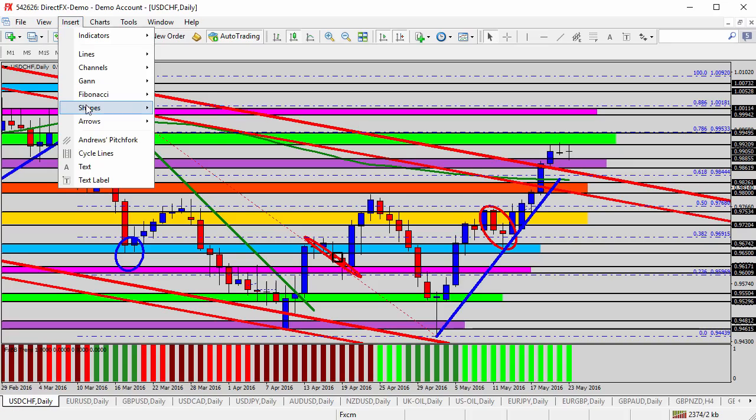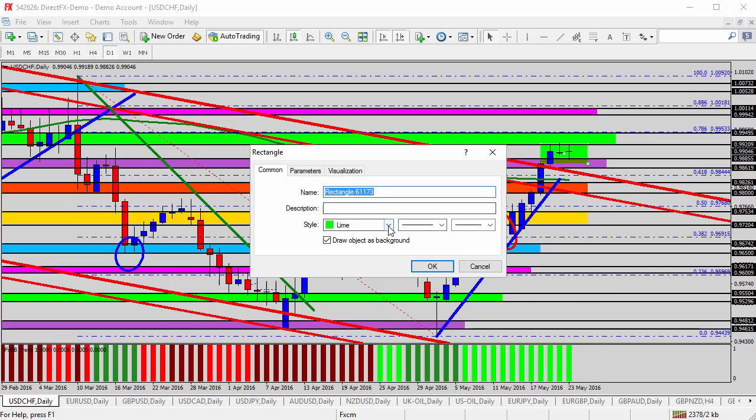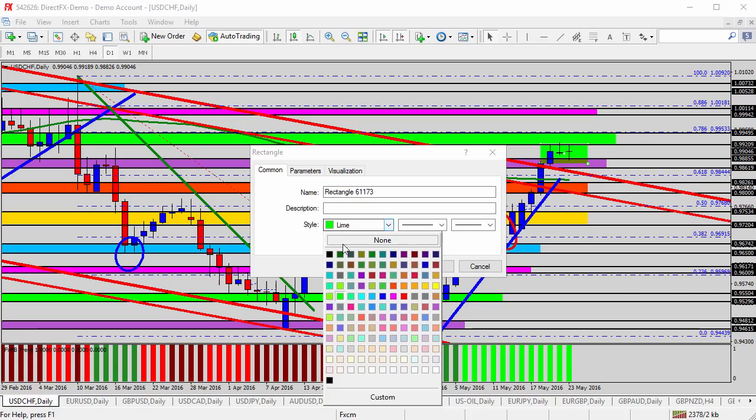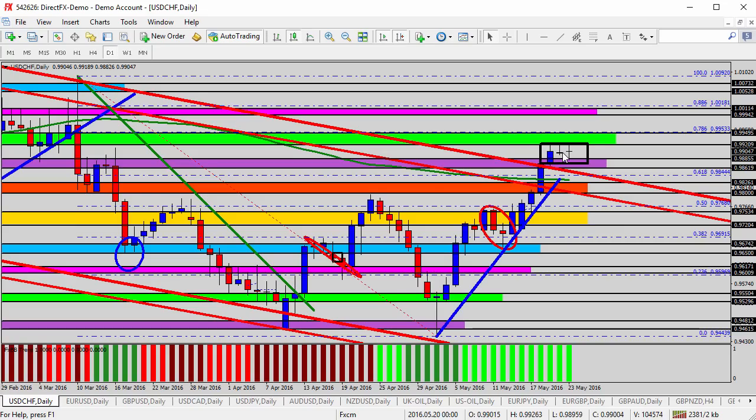Last week during the trade room, I drew in a little box here to tell us that this was going to be an area of congestion. Let's just make it a little black box here on the chart. Just change the color here and draw it as a background. And so you can see that black box. So right now, that's showing us our period of congestion.